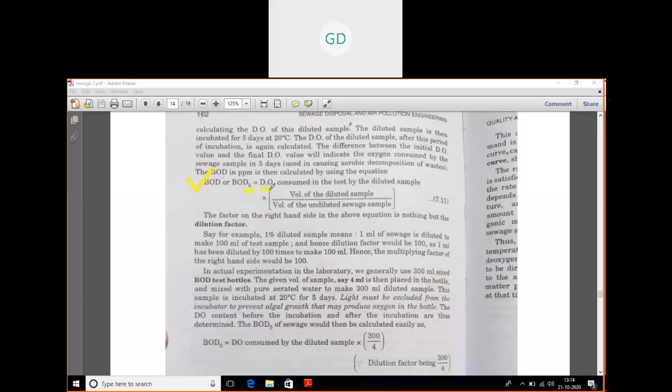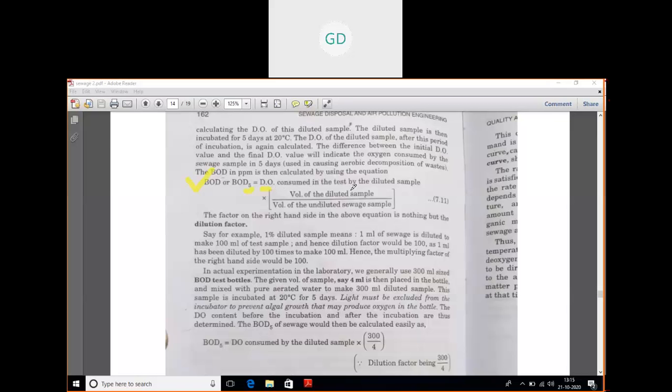What is DO? DO we already learned in the last class. It is dissolved oxygen, which is present in the river or in any water course. And it is important for what? It is important for the aquatic animals, or plants, whatever you say. Dissolved oxygen is very important for the survival of aquatic animals and plants.